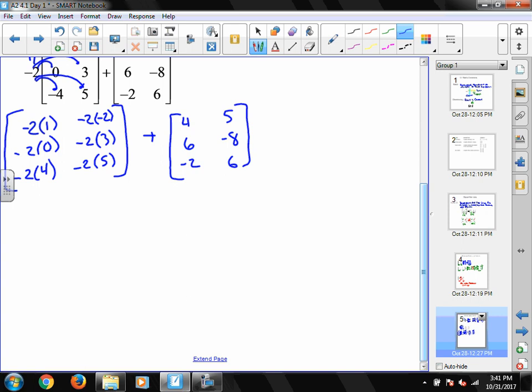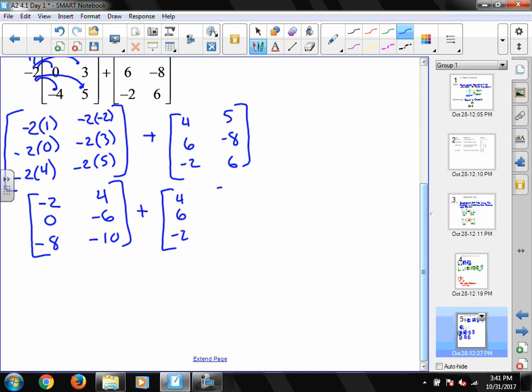So when I simplify this matrix here, I get negative 2, 0, negative 8, positive 4, negative 6, negative 10, plus 4, 6, negative 2, 5, negative 8, and 6. And then I just add my like terms, or my corresponding entries. So negative 2 plus 4 is going to give me a positive 2. 0 plus 6 is going to give me 6. Negative 8 plus negative 2 is going to give me a negative 10.